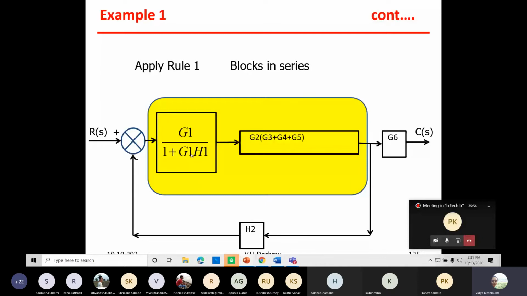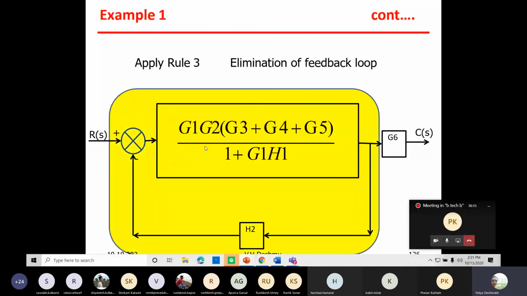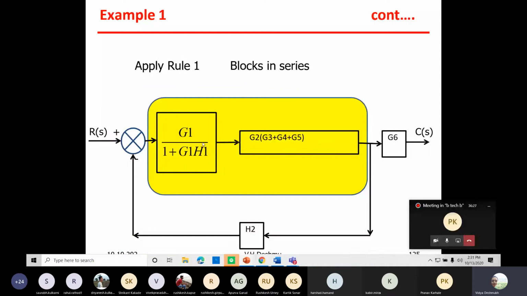Now these two blocks are again in series. So when two blocks are connected in series, we again apply rule number 1, and we can multiply the gains. So what is the answer? G1 into G2 in bracket G3 plus G4 plus G5, divided by 1 plus G1 H1. Here we only multiply the gains of the two blocks, by rule number 1: if a finite number of blocks are connected in series, we can multiply their gain.